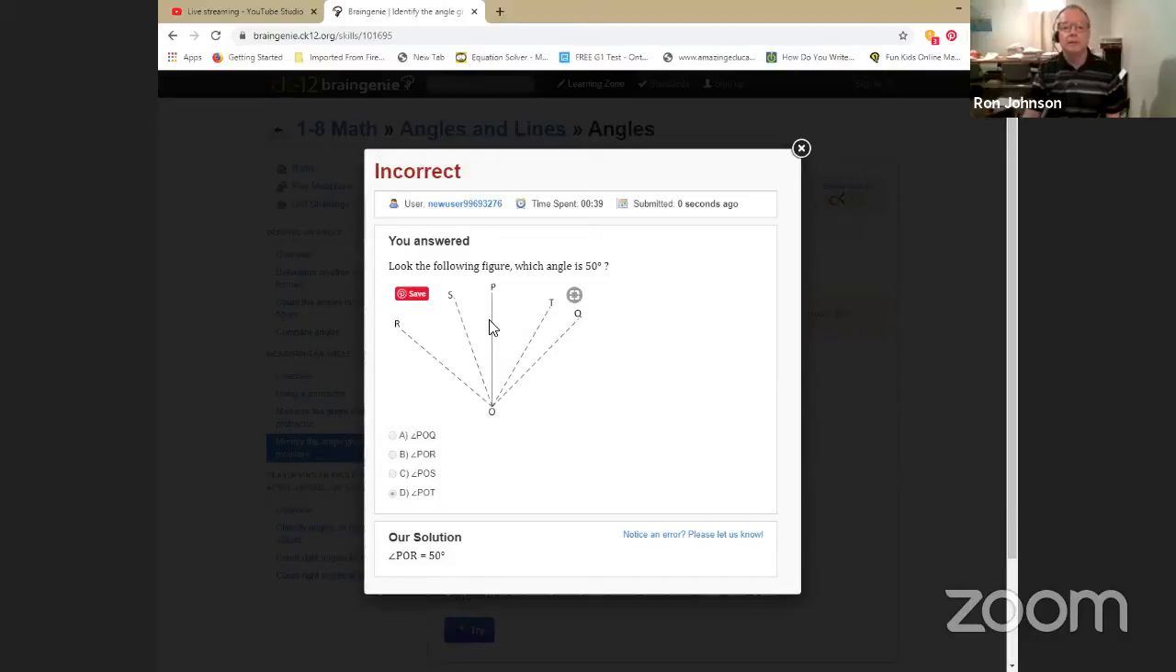POR, where is that? POR is a 50-degree angle. And that makes sense because a 90 would come across here. So then you can look here.